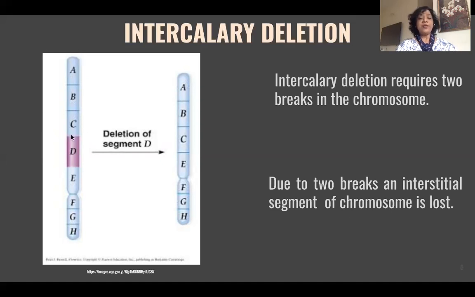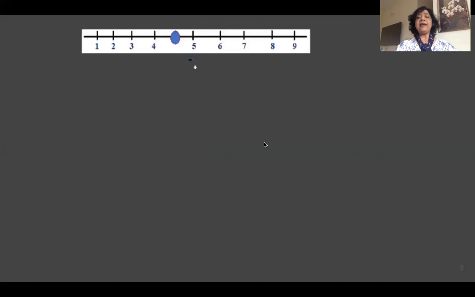One break occurs over here, and the second break occurs over here. And when that happens, the small portion gets deleted. So what is the resulting chromosome? The resulting chromosome has the genes A, B, C, E, centromere, F, G, H. What is lost? A small segment carrying the gene D. So due to two breaks, an interstitial segment of the chromosome is lost in intercalary deletion.